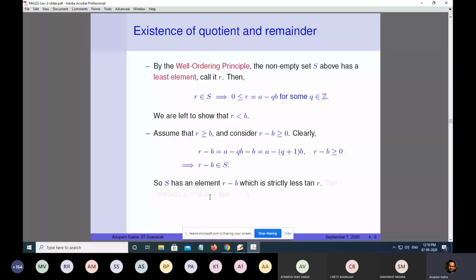So to sum up, to prove the division algorithm, we focus on the remainder. We pick it as the least element of a set of non-negative integers.